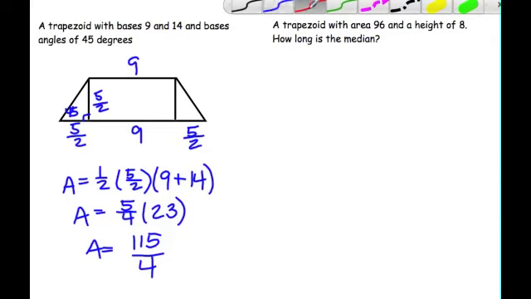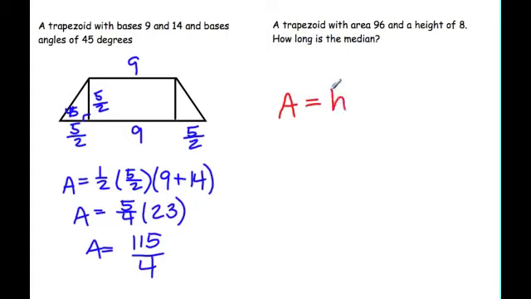Now here we want to find out the median. Remember that our median formula was the area of the trapezoid is equal to the height times the median. And so if we do this, we can just fill in what we know. Area is 96 is equal to 8 times m. And we'll go ahead and solve that to get our median to be 12.